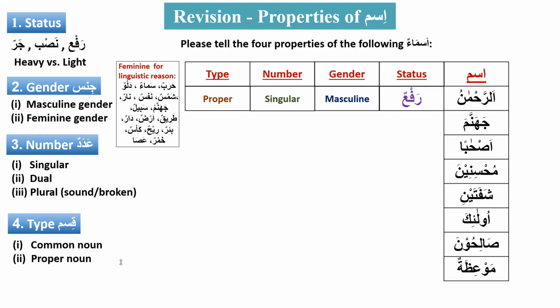Brother Umar Farooq. Jahannam. Its status is nasab, based on what we have learned so far. And gender is feminine, I think, because of linguistic reasons.